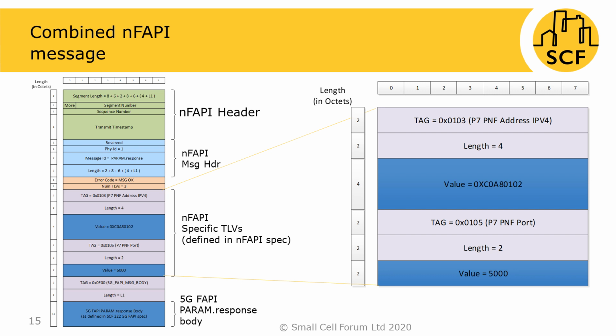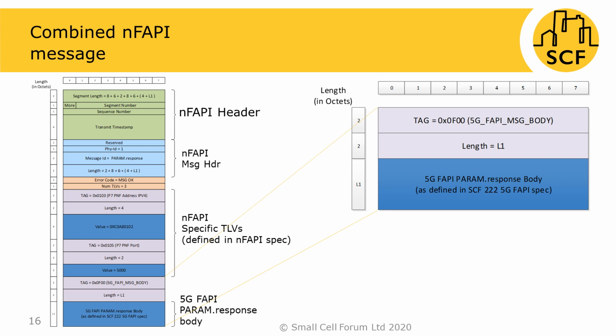The message body is followed by a few TLVs, the first one of which is the nFAPI P7 PNF address, and it's presented as a TLV, as a tag length value combination. And then the following one is the P7 PNF port, again a TLV combination. And finally, there's yet another TLV which transparently contains the 5G FAPI message body. In this particular case, it's the 5G FAPI param response. And again, it's a TLV.